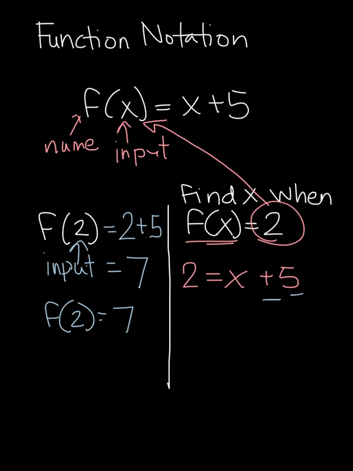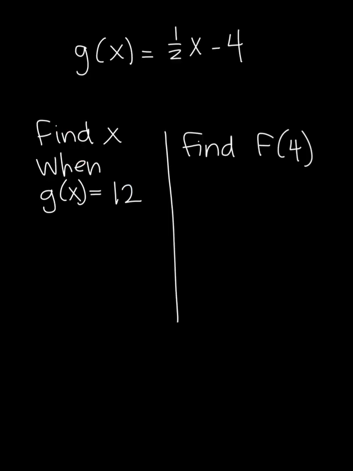To get the x alone, we'll just have to subtract 5. And so 2 minus 5 equals -3. That equals x. So we found that x is -3. In this case, they gave us the output, and we found the input. So we used the function in reverse. We solved the equation. Let's check out another example.